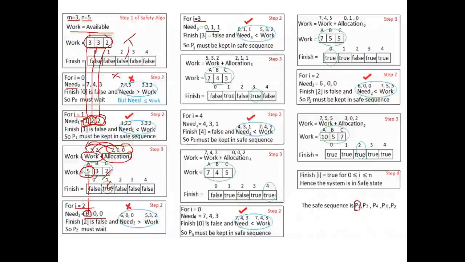So this is the need of P3, and P3 needs 0 1 1. Check out the new resources. Process P3 needs 0 resources of A, which we are not going to consider. It needs 1 resource of B and 1 resource of C, and 3 resources of B and 3 resources of C are already available here. Yes, you can fulfill the demand of process P3. So keep process P3 in the safe sequence.